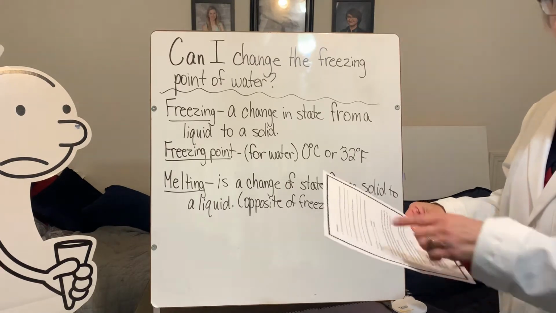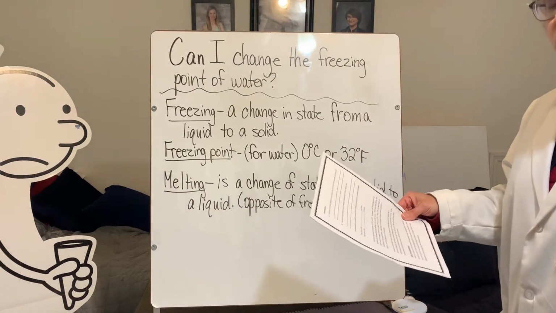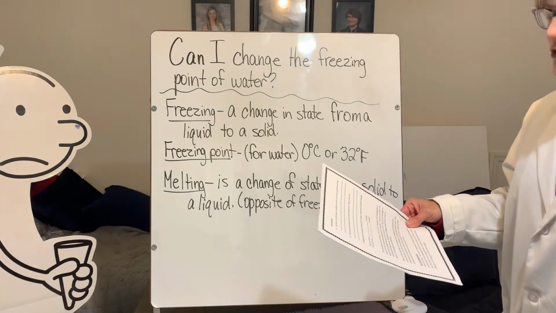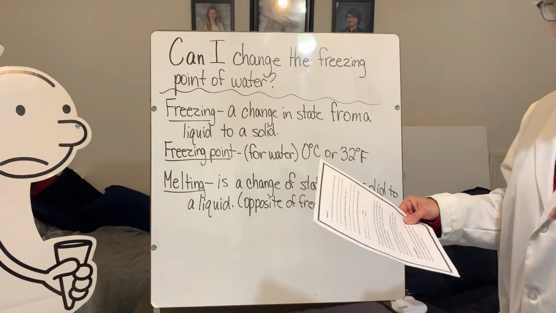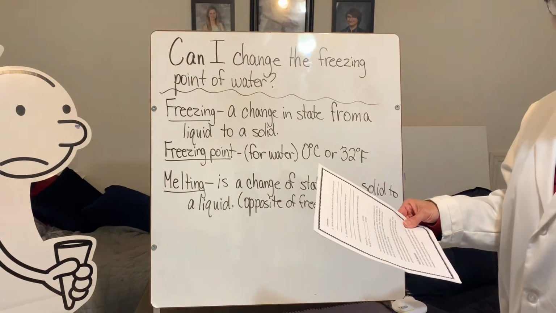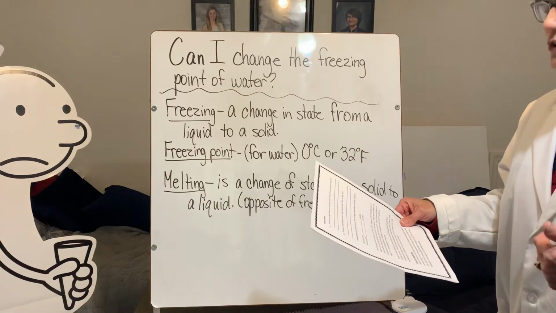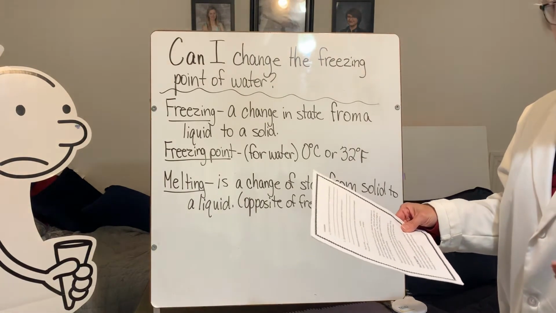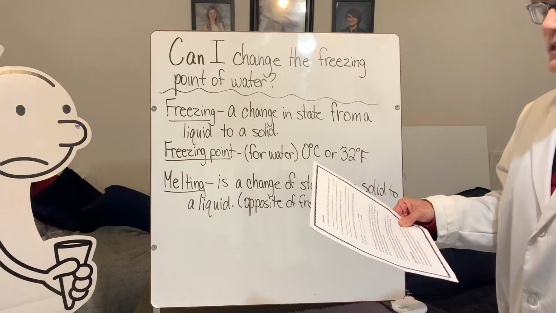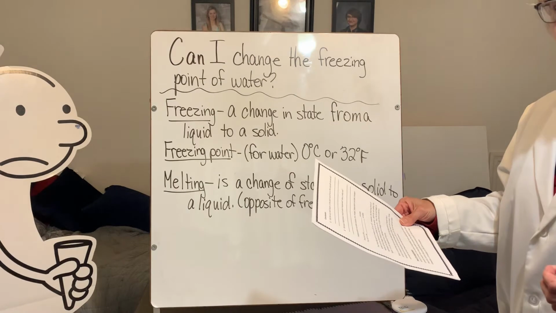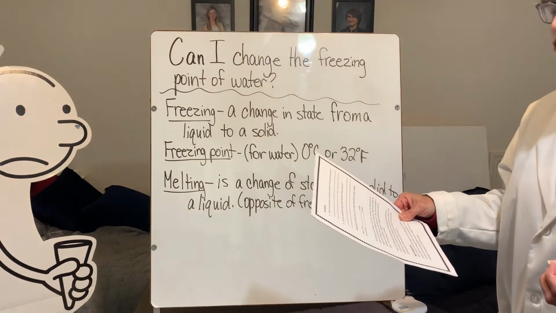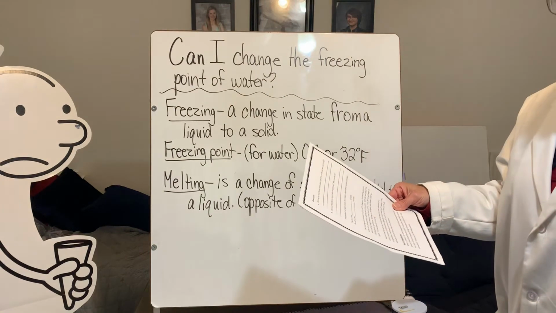All right, now we've got some information here. So we learned that the freezing point of water is 0 degrees Celsius or 32 degrees Fahrenheit. However, the freezing point of water can be lowered by adding salt to the water. With the salt added, the water will no longer freeze or stay frozen at 0 degrees Celsius. Thus, the ice will begin to melt back into liquid form. Melting is a change in state from a solid to a liquid. It is the opposite of freezing.